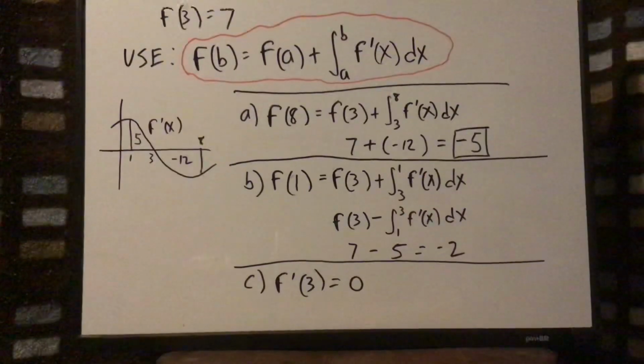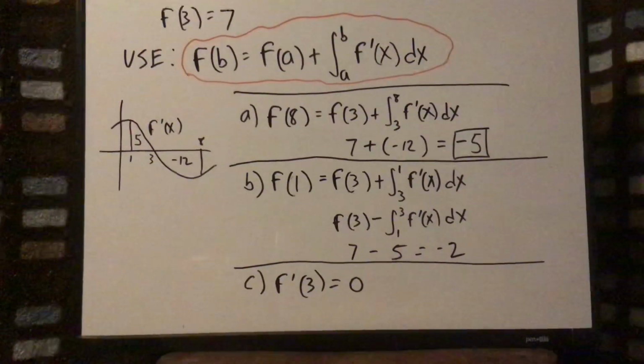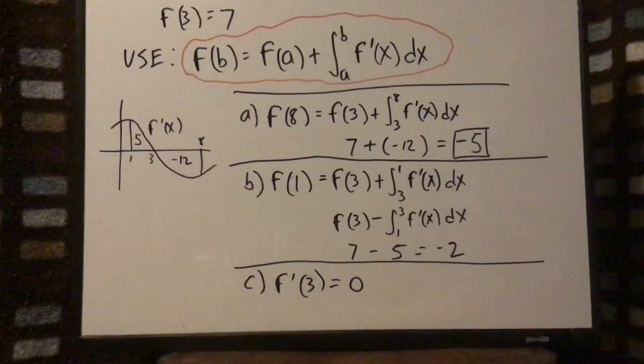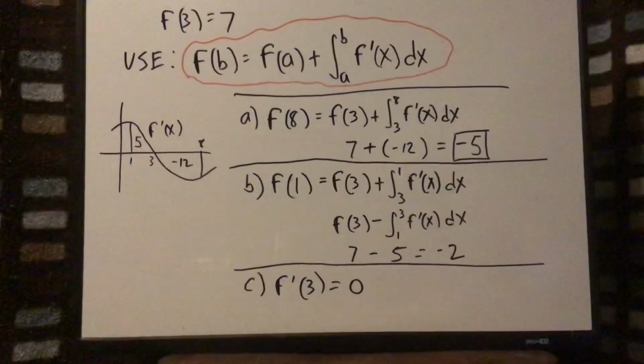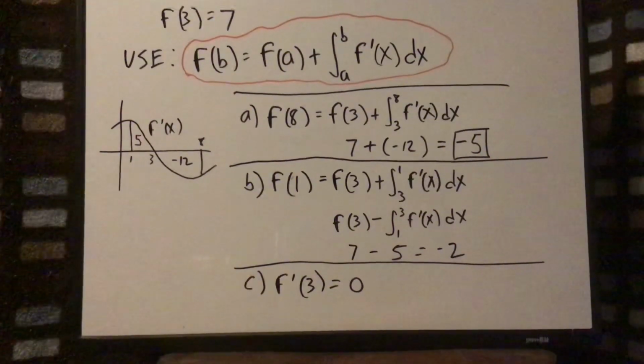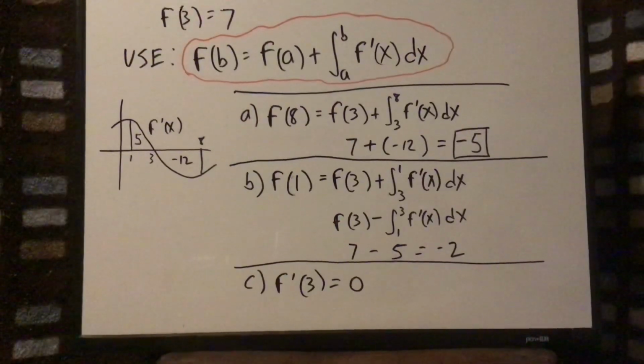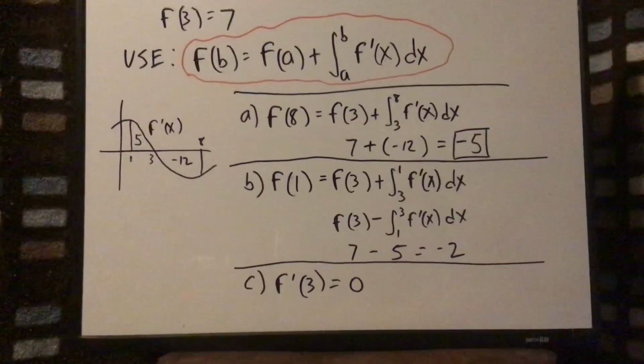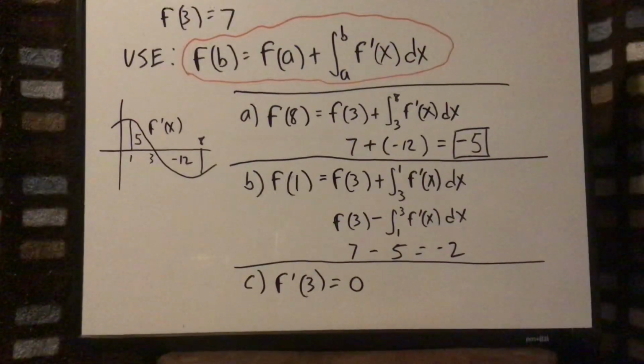On the top, I'm noting they gave us f of 3 is 7. I'm going to use the formula that if I want to find f of something else, f of b, I can use f of something that I know, f of a, and add the integral from a to b of the derivative. So remember, the area of the derivative gives us the change of the original function. If I take f of a and add the integral from a to b of the derivative, I'll get to f of b.